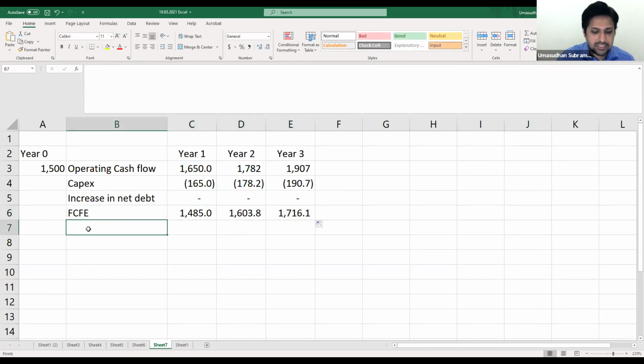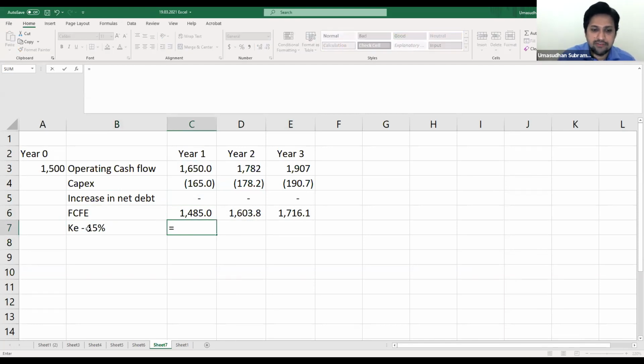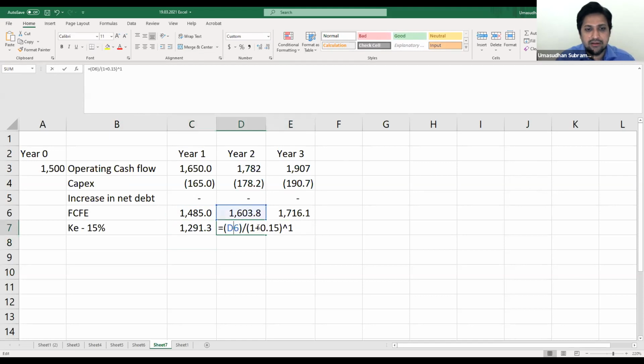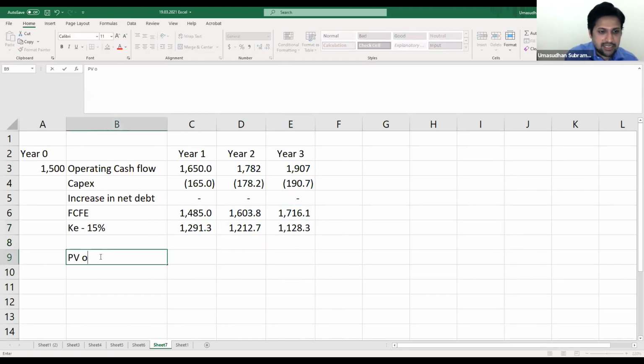So let's say your cost of equity is 15%. What you need to do is discount this by 15%. So that's going to be this divided by 1 plus 0.15 to the power of 1. This is the discounted value. Drag them all the way here. And then this is going to be 2 years, and this is going to be 3 years. So this is going to be the present value of FCFE year 1 to year 3.